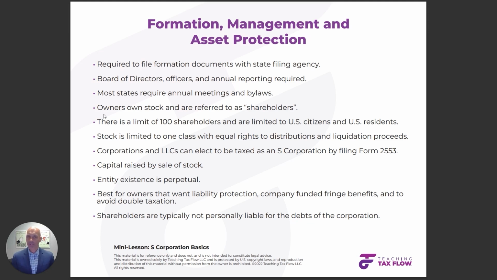S corporations have some very specific ownership requirements when it comes to how many owners you can have and who can own S Corp stock. So I'm going to point your attention here. You can only have 100 shareholders, and they're limited to U.S. citizens and residents. Now, there are some special rules with shareholders when it comes to family members and households, so definitely talk to your tax professional or attorney about that. Stock is limited to just one class. It's a little different than an LLC where you can have multiple different classes or types of ownership, or the C Corp as well. So stock's limited to one class with equal rights of distribution and liquidation.